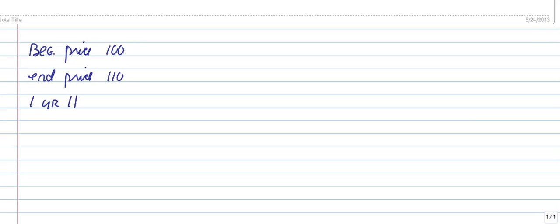Same type thing here. But this time it's going to be a margin example. We talked about margin in a previous chapter. Okay, I think it was chapter 3. So let's start here again. Let's say the beginning price is 100. The ending price is 110. Let's assume that this is a 1-year holding period.